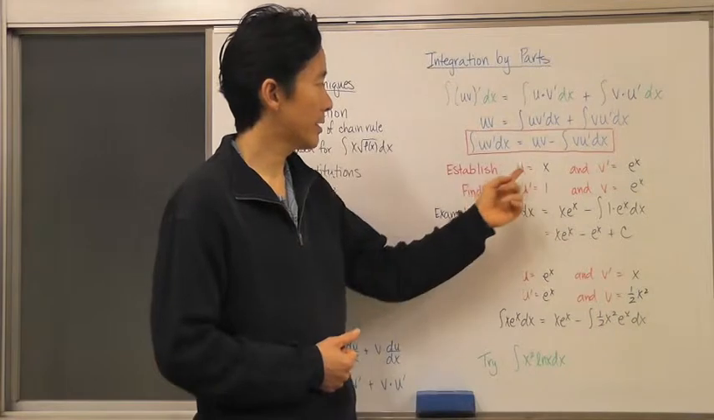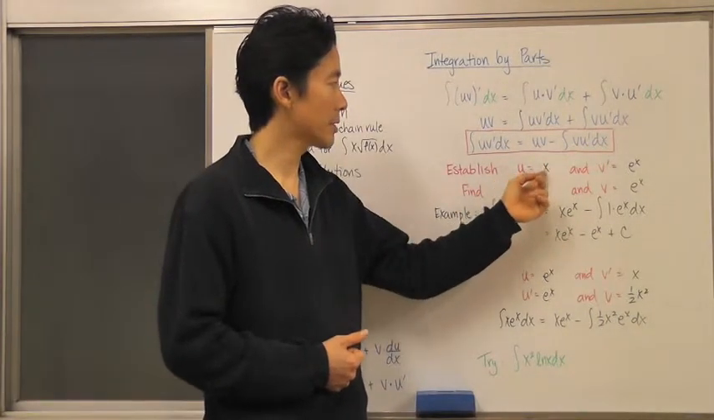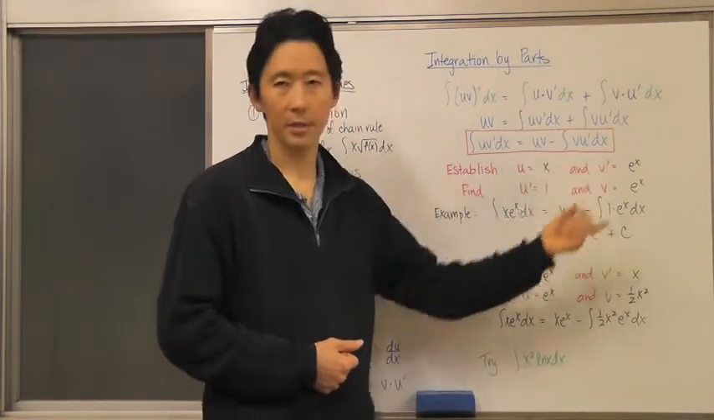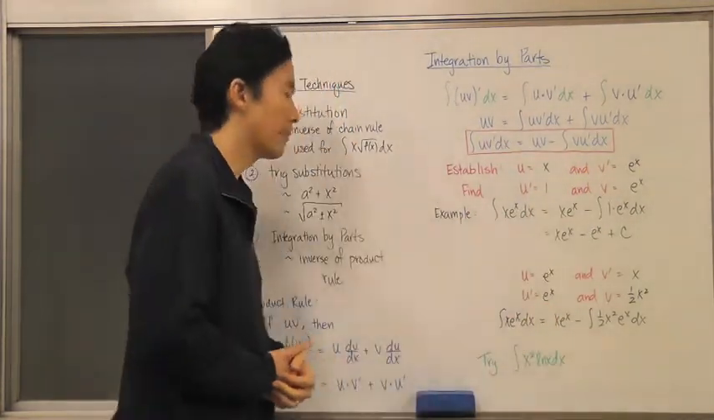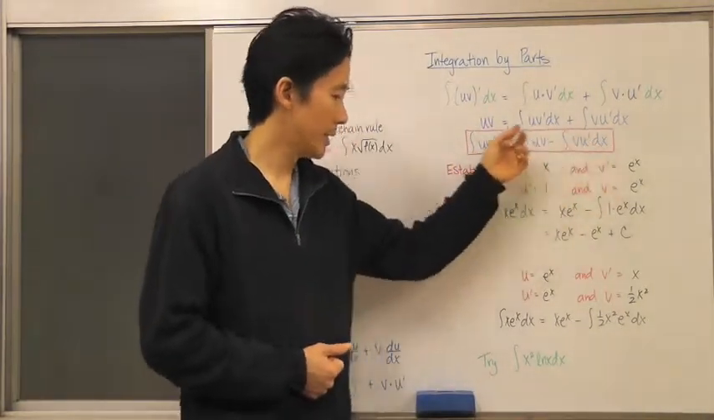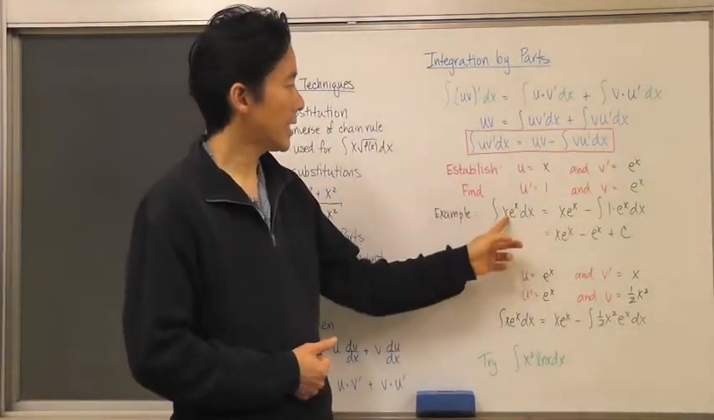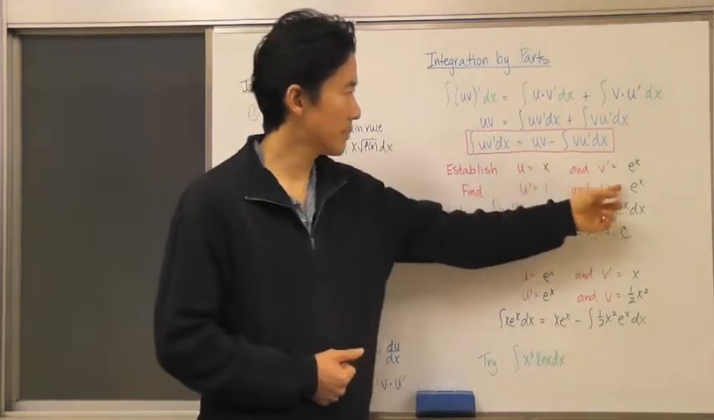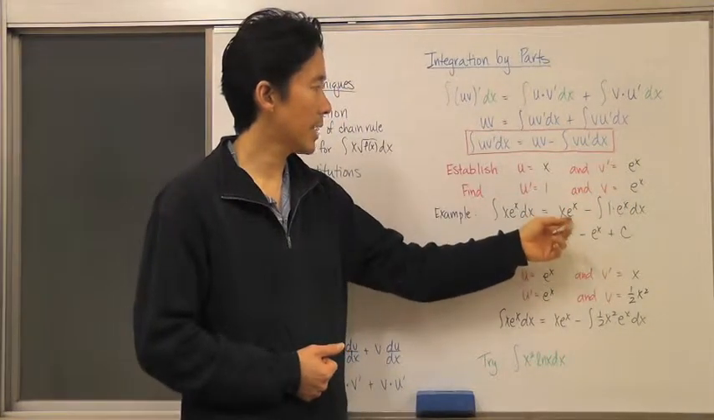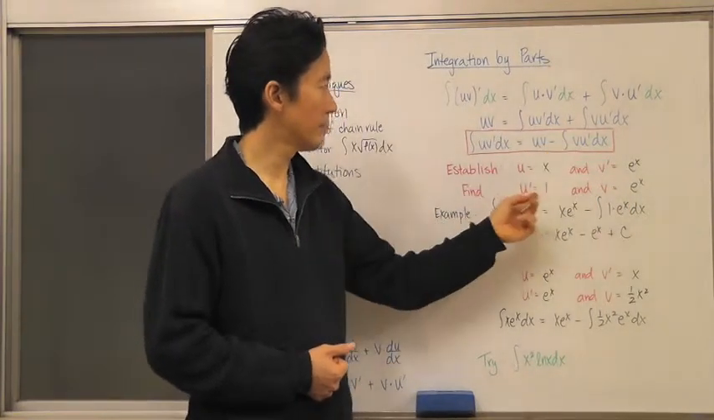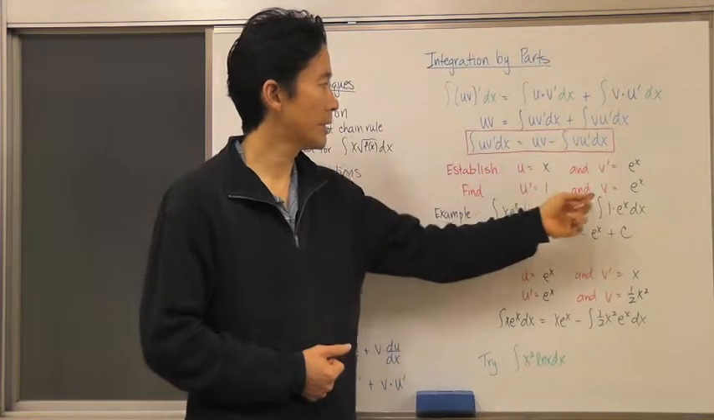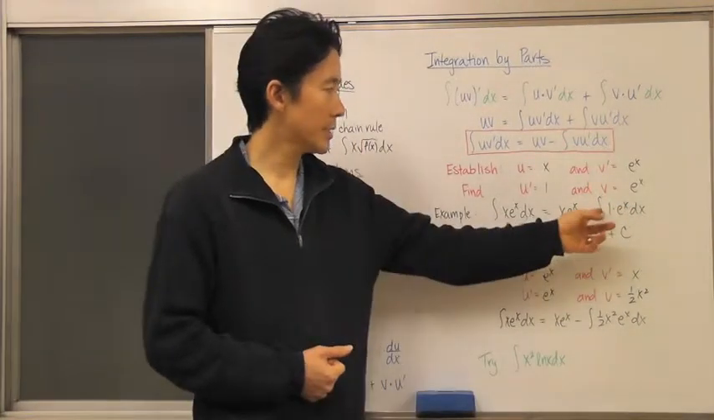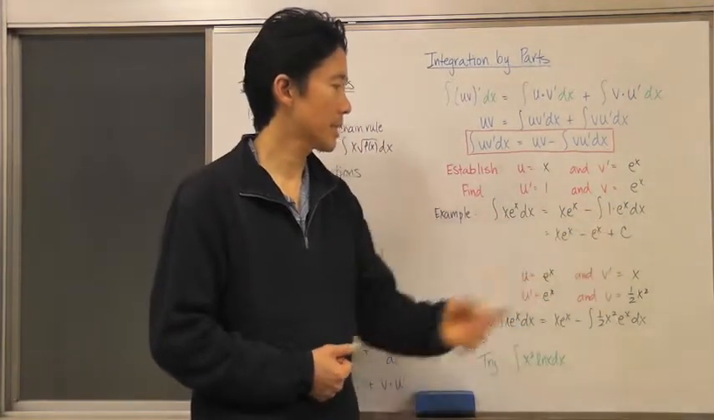Then what I need to find is u prime. Well, if u is equal to x, u prime is equal to 1. If v prime is equal to e to the x, then v is equal to e to the x. So following the integration by parts, the integral of x e to the x dx is equal to uv, which is x times e to the x, minus v times u prime dx. So what I have then is 1 times e to the x dx. And we know that this is just going to be e to the x plus c.